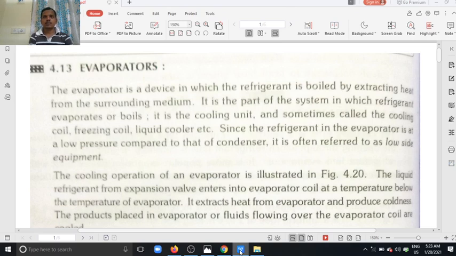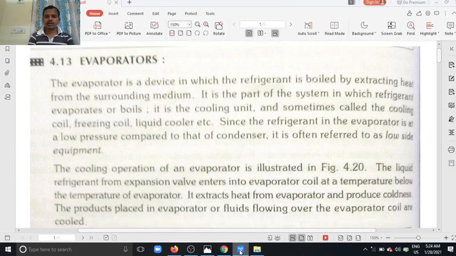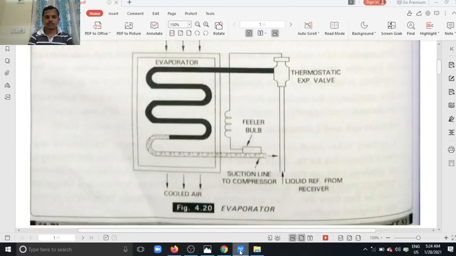So this evaporator is called as cooling coil. Sometimes it is called as freezing coil or liquid coolers. This evaporator mainly absorbs the heat from the refrigerated space and converts the phase of the refrigerant. So this is the construction of the evaporator.